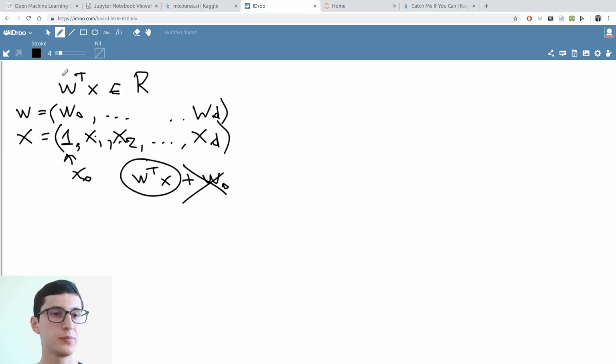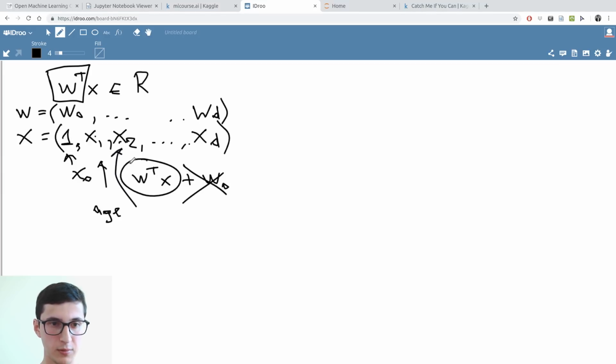We'll further dive into the process of how we actually get this vector of weights. But for now, just suppose we've got this vector of weights. In a real-world task, these x features will be again something like age, salary, and so on.